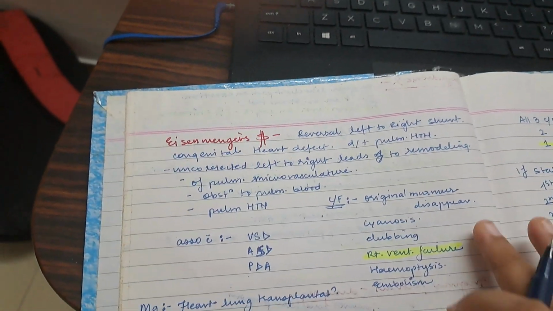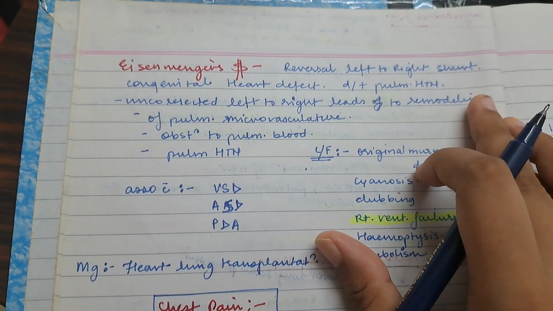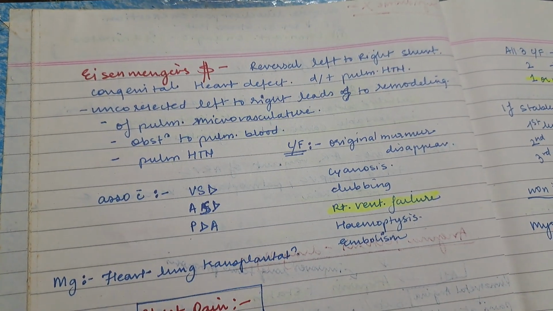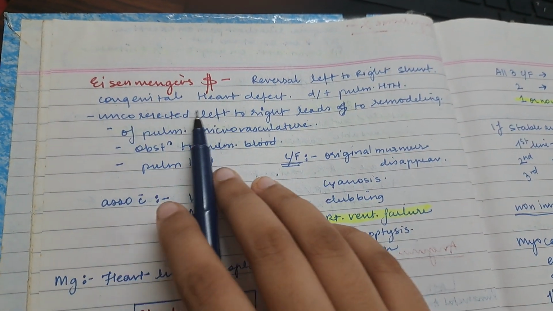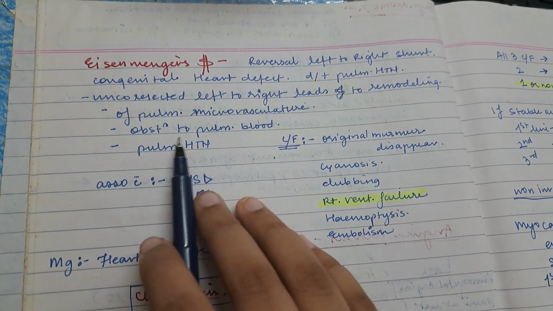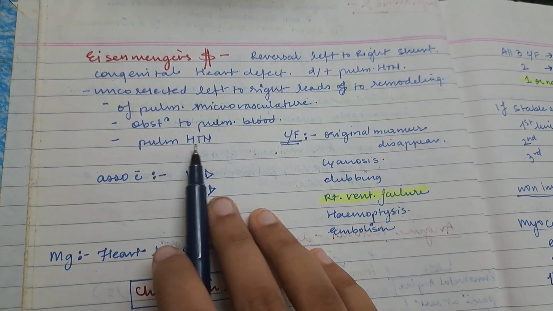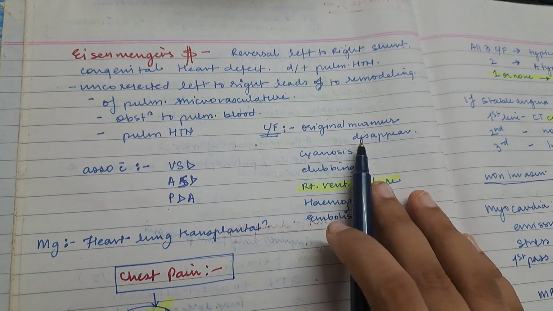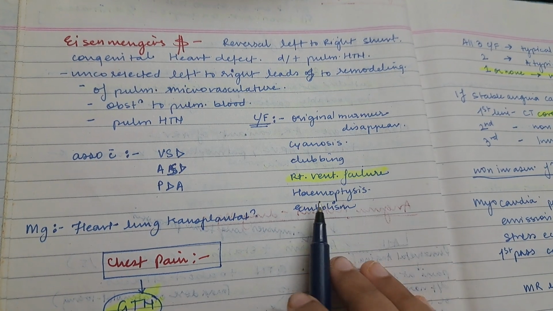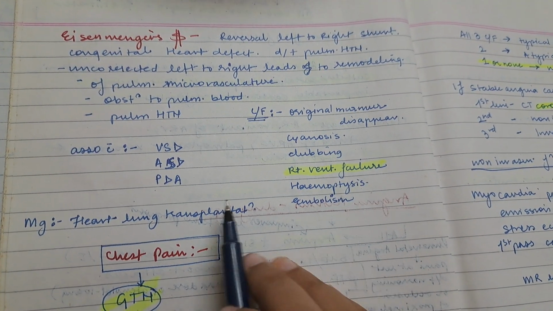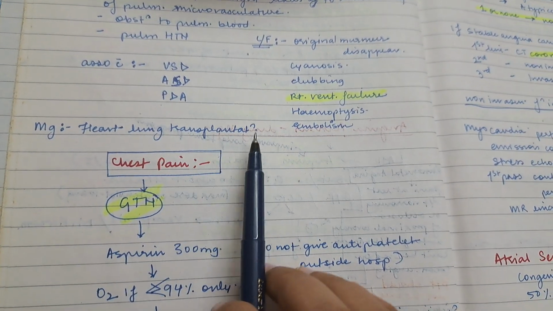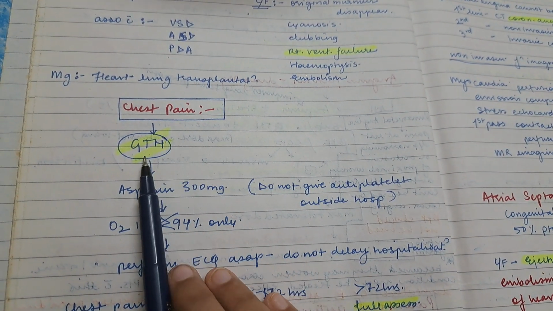Eisenmenger syndrome. Now this is a reversal of the left to right shunt, and this is a congenital heart defect due to pulmonary hypertension. Uncorrected left to right shunt leads to remodeling of the pulmonary microvasculature. There will be obstruction to the pulmonary blood flow and pulmonary hypertension. So clinical features: the original murmur disappears. There will be cyanosis, clubbing, right ventricular failure, hemoptysis, and embolism. This is associated with VSD, ASD and PDA. Management: heart lung transplantation.